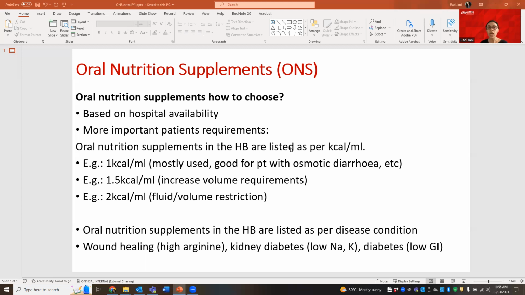So over here, if you have a very, very high solute load, something like 2 cal per ml, this can take water from the intestinal cell and this can lead to osmotic diarrhea. So with my GI patients, who were very highly susceptible to osmotic diarrhea, for example, that is when I also used 1 cal per ml.